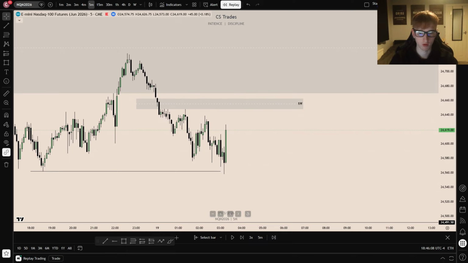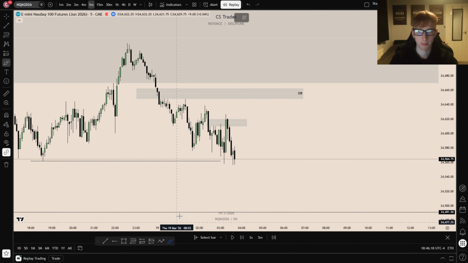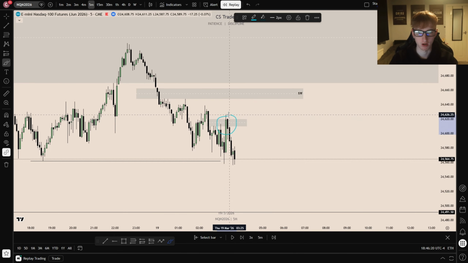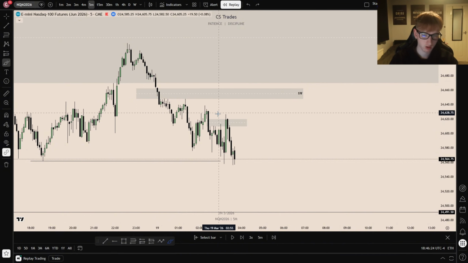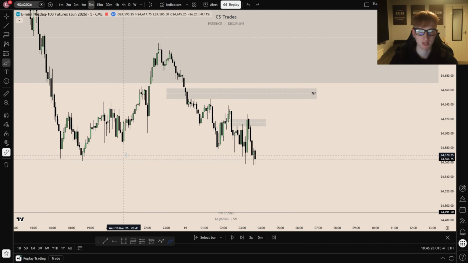After sweeping this low, of course, we don't come down to it, we don't come up to it. And we also respect this 5-minute fair value gap. So this is another sign of bearish confirmation. And as you can see, when we do not distribute through a 5-minute fair value gap like this, and we come back to this low, this is not a good sign of a liquidity sweep, right?